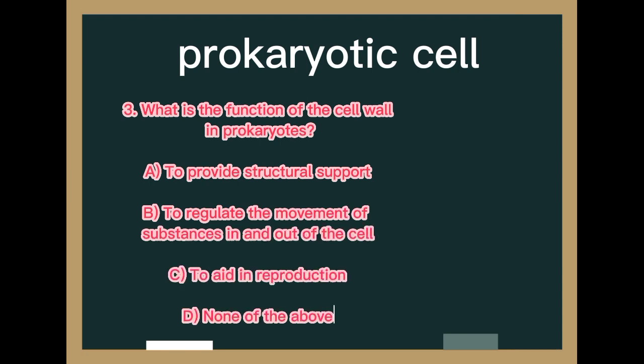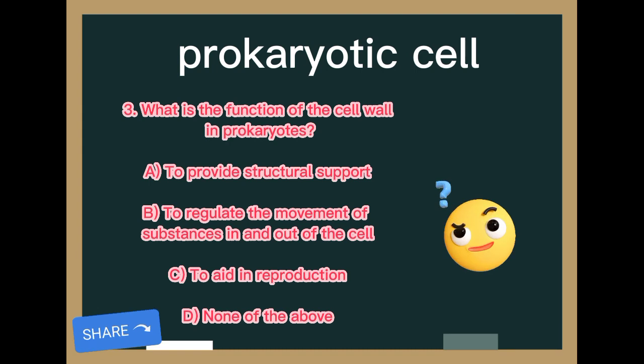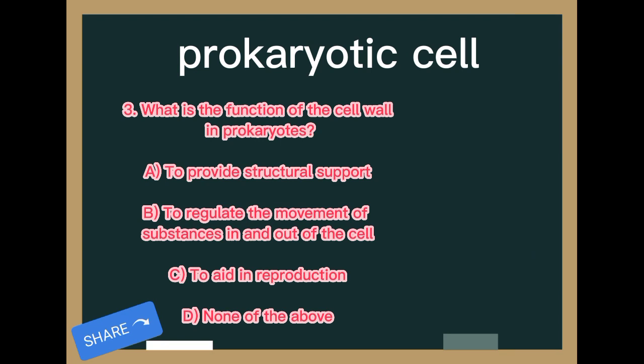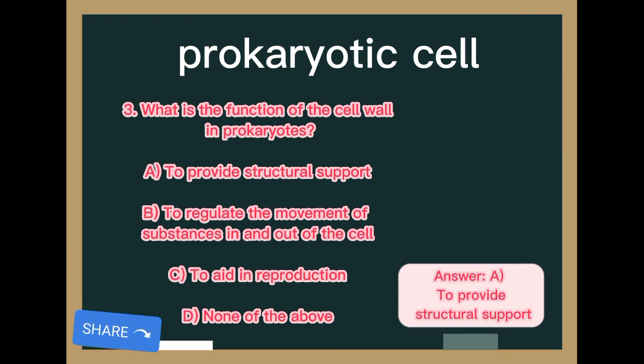3. What is the function of the cell wall in prokaryotes? A. To provide structural support. B. To regulate the movement of substances in and out of the cell. C. To aid in reproduction. D. None of the above. Answer: A. To provide structural support.